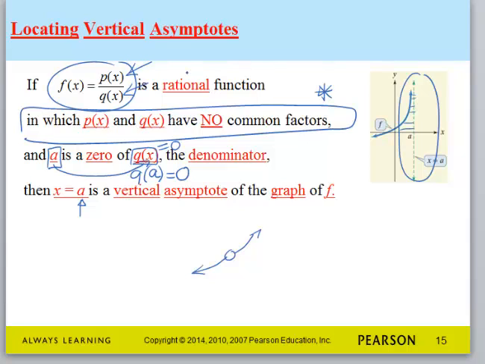To get a vertical asymptote, remember, it's a line to which the graph gets closer and closer and closer. To get such a vertical asymptote, you need to have p of x and q of x having no common factors. And to find the equation of this vertical asymptote or those vertical asymptotes, you need to take q of x, the denominator, and set it equal to 0 and solve for x. Once you find those values of x, at each one of those values of x, you will get a vertical asymptote. So that's all they are saying.